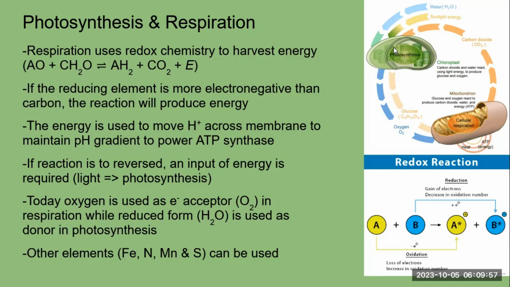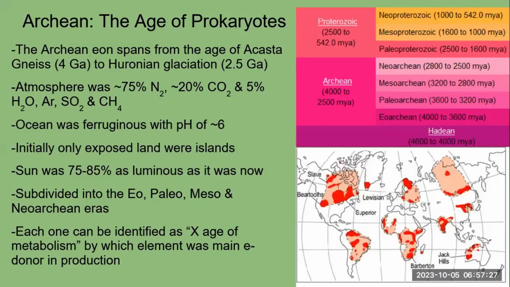Today, oxygen is most often used as the electron acceptor in respiration, while the reduced form of it, water, is used as the electron donor in photosynthesis. However, other elements such as iron, nitrogen, manganese, and sulfur can be used as electron donors and acceptors, and here we'll discuss how these systems came into being. When in the history of Earth did these innovations take place?